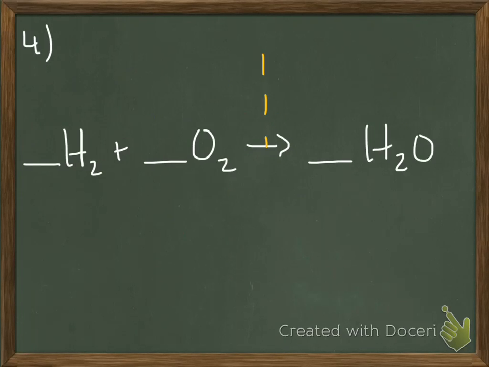Here's our dividing line. We have to have the same amount of stuff on the left as on the right. We have 2 hydrogens on the left, we have 2 hydrogen atoms on the right. That's okay. We have 2 oxygen atoms on the left, we only have 1 oxygen atom on the right. So I got to fix that. The way to fix that is to put a 2 here. Now I have 2 oxygens on the right, and I have 2 oxygens on the left.